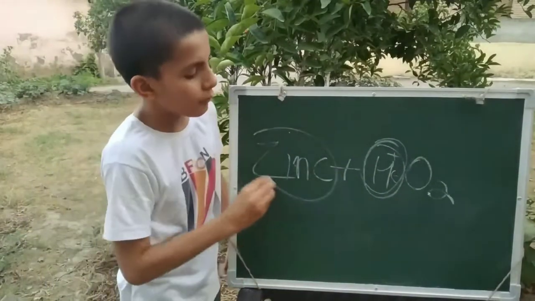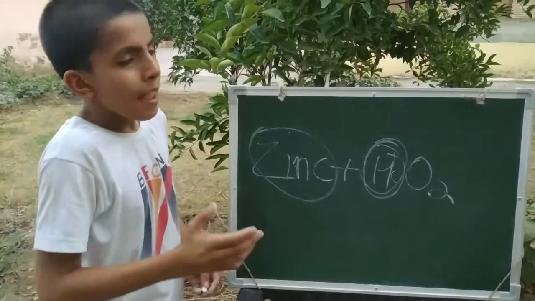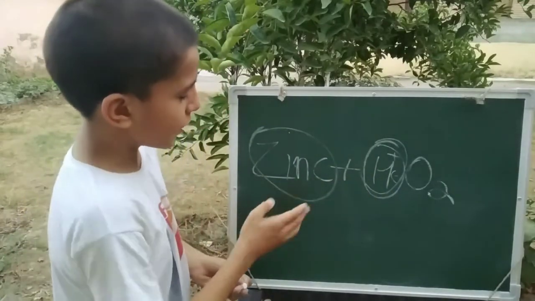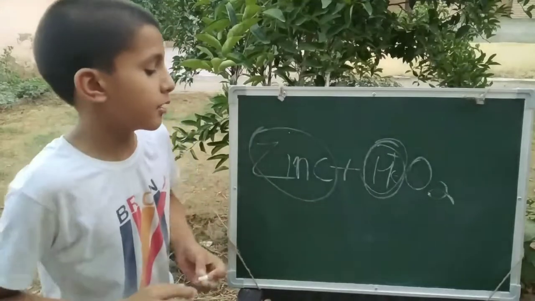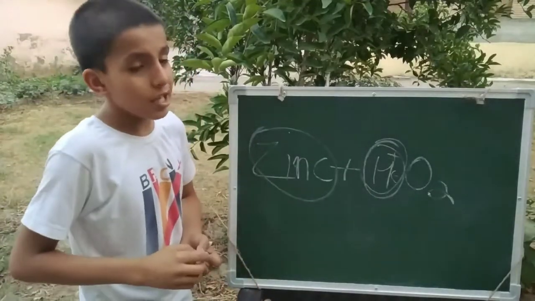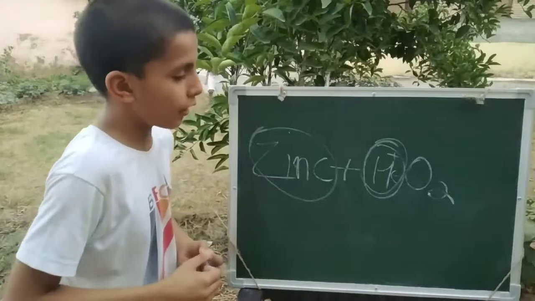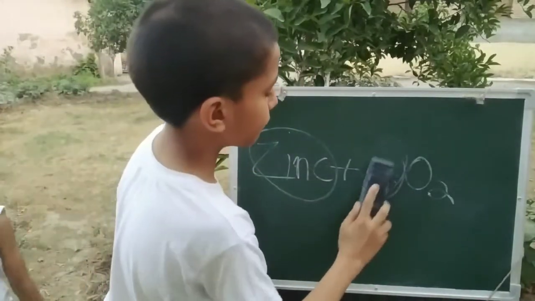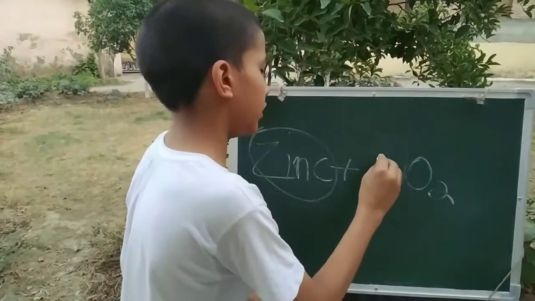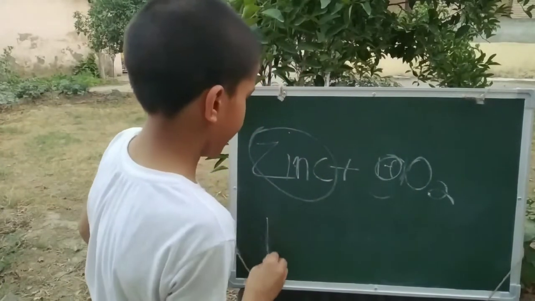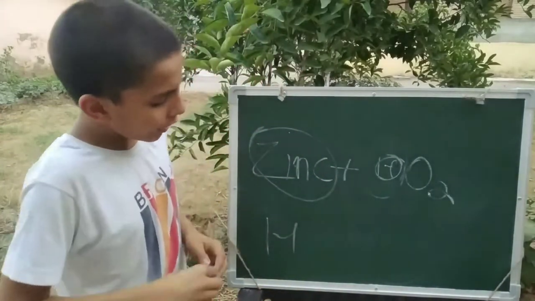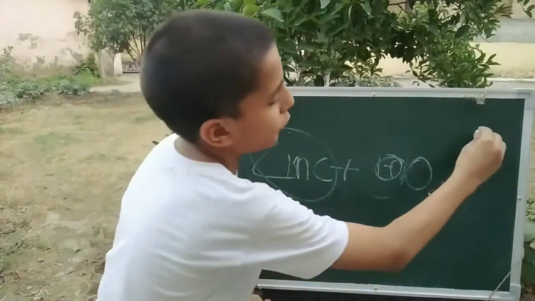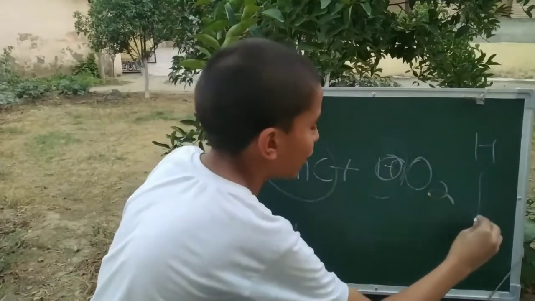So zinc says, hey oxygen, leave this hydrogen and take me. I will give you unlimited electrons freely. So oxygen says okay, and hydrogen goes there. Hydrogen is waiting for another hydrogen, and then after some kidnapping, another hydrogen comes.